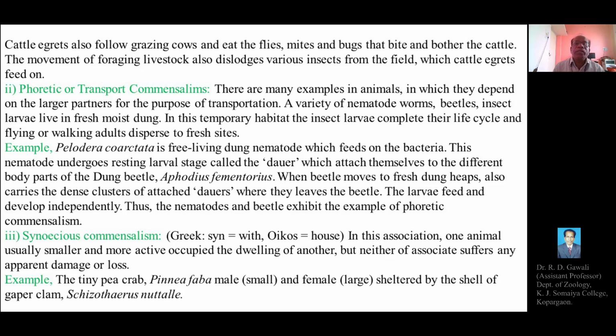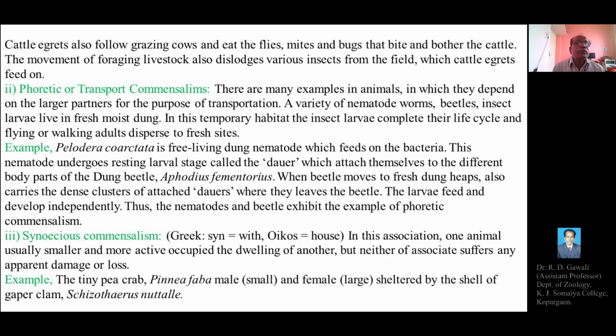So this is a relationship between the cattle egret and the cattle or the livestock like cattle, horses or cows. The cattle egret feeds upon a variety of insects which are hidden under the grass or the vegetation, which are exposed due to the movement of the grazing cattle or horses. So ultimately they are used by the cattle egret as food, and some types of insects which harm the cattle, such as flies, mites and bugs, are also eaten up by the cattle egret. So this is a symbiotic type of relationship between the cattle egret and the livestock.